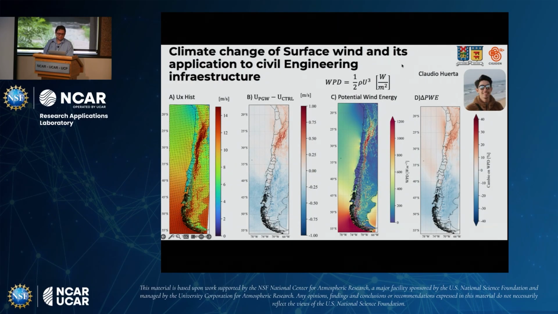More applications. This is an undergraduate thesis. In Chile, we have undergraduate theses. And Claudio is comparing the impacts of wind on civil engineering structures. In this case, I just present his result on potential wind energy. These are the changes of the maximum wind speed at 10 meters above the surface. And you see here a strong positive signal. And this may be interpreted as an increase in the wind energy available for future conditions.